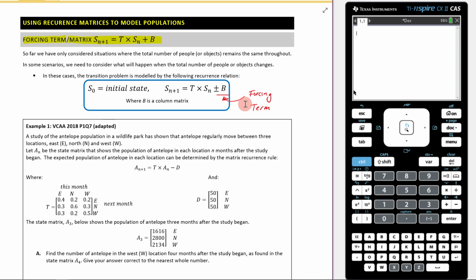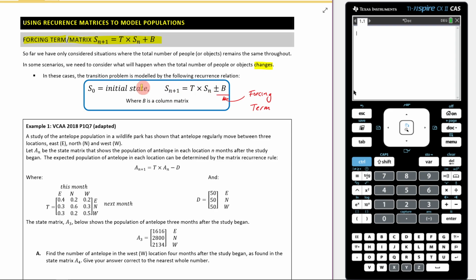And why have we slightly changed our formula? Well, let's read through this, and it will give us a bit of an understanding of why we've done this. So far, we've only considered situations where the total number of people or objects remains the same throughout. In some scenarios, we need to consider what will happen when the total number of people or objects changes. In these cases, the transition problem is modeled by the following recurrence relation.